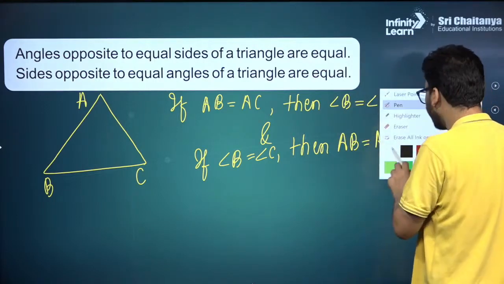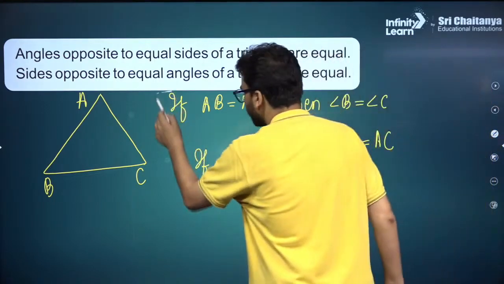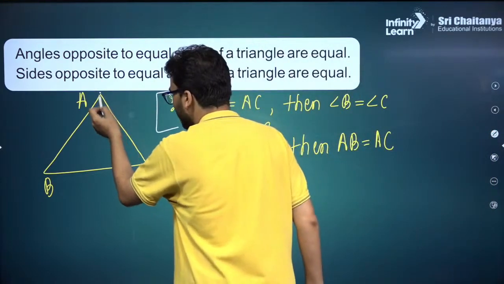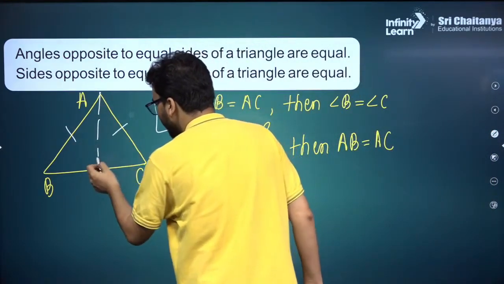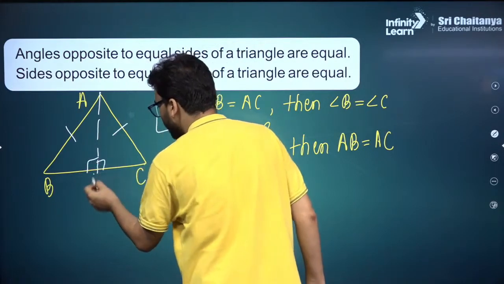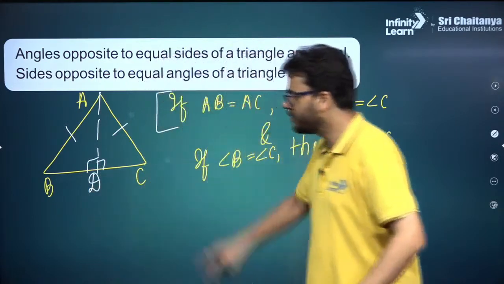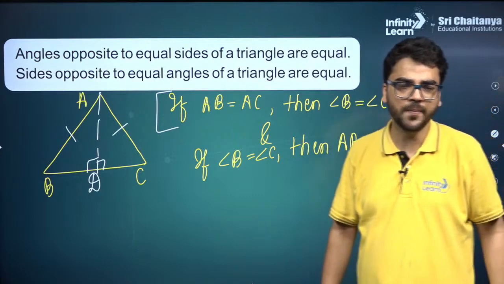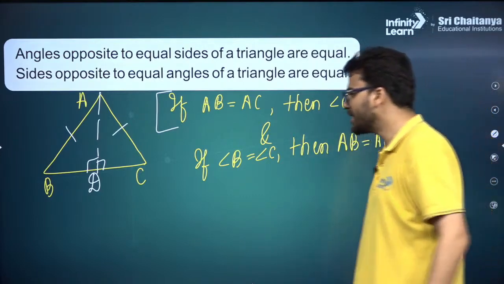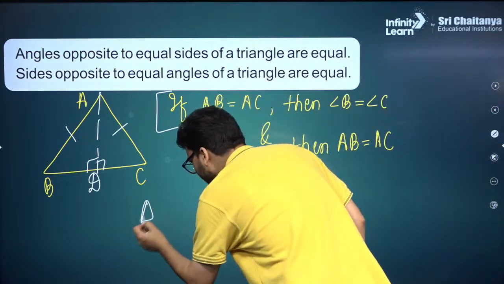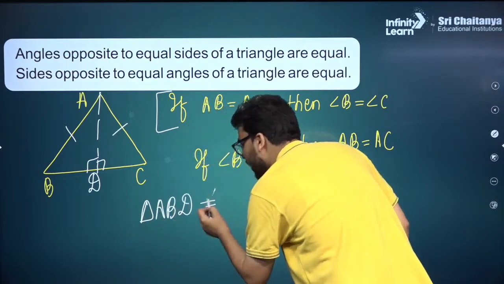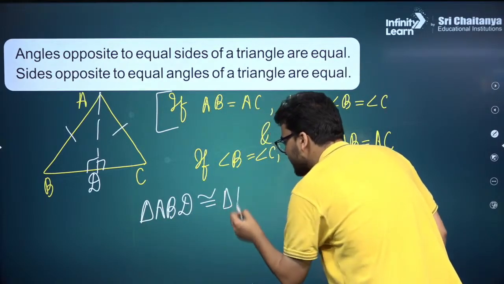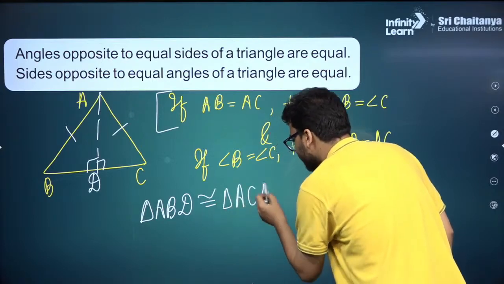Suppose I am proving the first part of it. Suppose it is already given that AB is equal to AC, and we need to do a construction. We just have to drop a perpendicular, AD perpendicular to BC. That's it. So basically you can see that triangle ABD will be congruent to triangle ACD. We just need to see this.